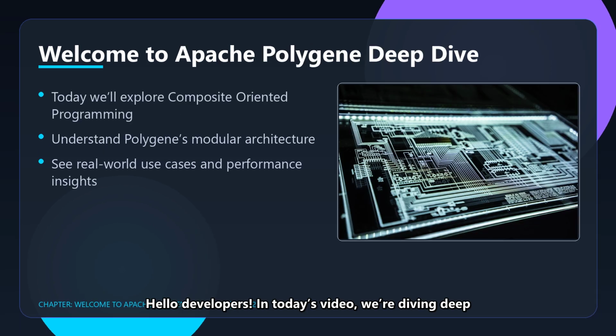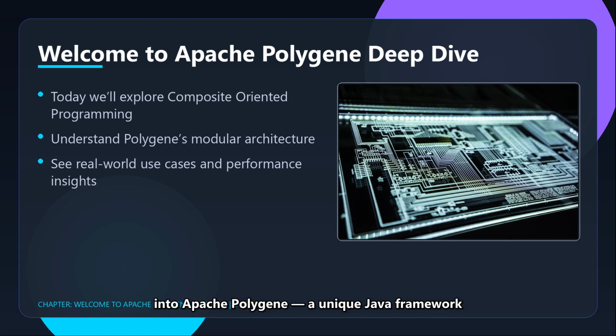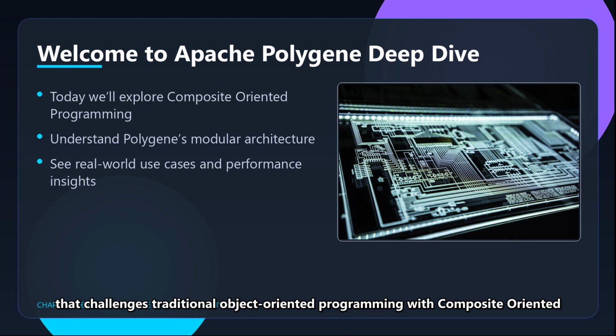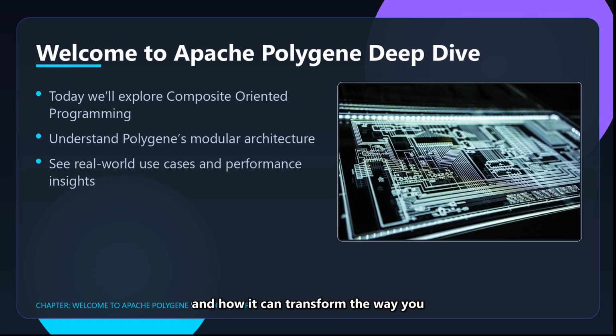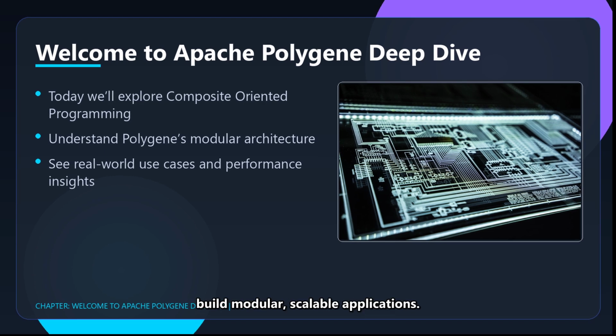Hello developers. In today's video, we're diving deep into Apache Polygene, a unique Java framework that challenges traditional object-oriented programming with composite-oriented programming. We'll walk through its architecture, key features, and how it can transform the way you build modular, scalable applications.